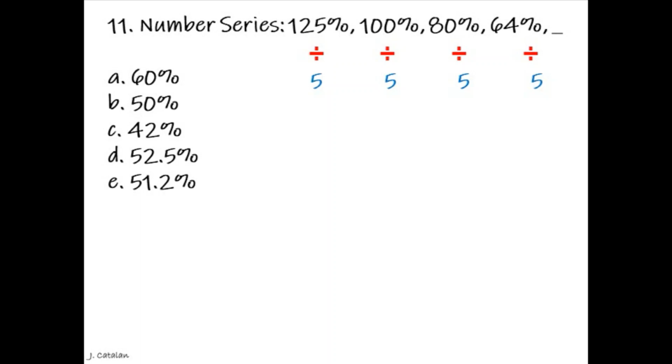125% divided by 5 is equal to 25%. 100% divided by 5 is equal to 20%. 80% divided by 5 is equal to 16%. 64% divided by 5 is equal to 12.8%. Please do not be troubled that we had a quotient with a decimal. We also have options with a decimal. How do we know one of them is the possible answer?